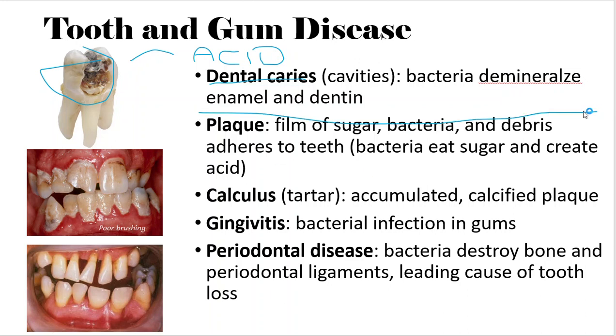Plaque is a film. It's actually some sugar, bacteria, debris. This is going to be the main source of the problem right there. This is what you'll find out later on is called a biofilm, and the bacteria inside that biofilm actually are covered with a protective coating so that stuff can't get into them. I mean, water can get in. They've got holes, and they just go to work on this.